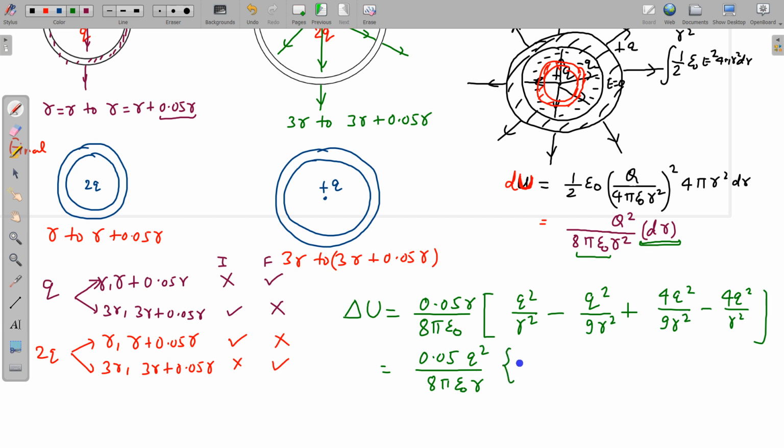Now what is left behind is 1 minus 1 by 9 plus 4 by 9 minus 4, and if you calculate this we can easily find the final answer as minus Q square divided by 60 pi epsilon naught into R. So this is the answer for delta U, and this is the answer for work done by the external agent.